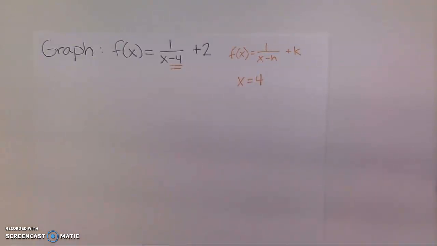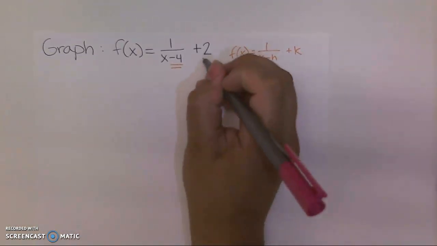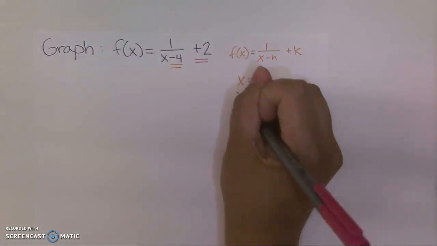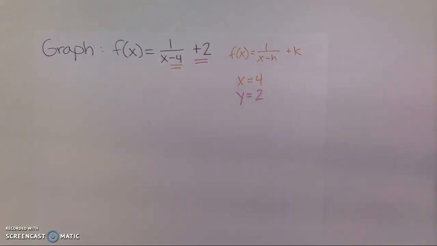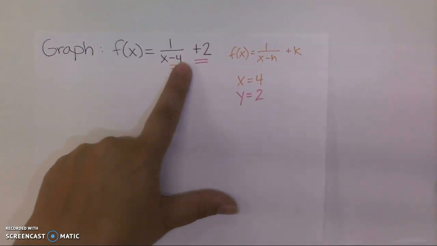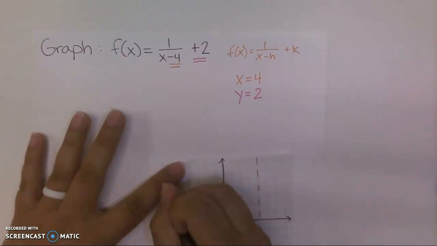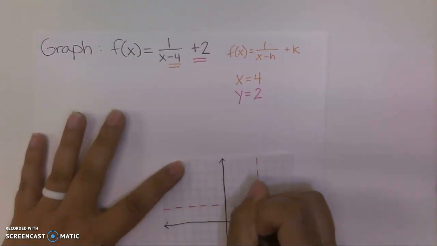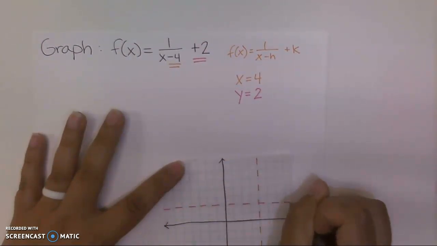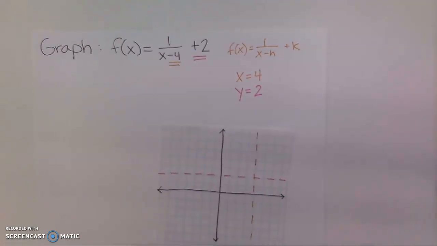The other asymptote is going to be this number out here. And that's going to be your y asymptote. So y equals 2. Notice in this one we're not changing the sign because our formula says plus. So on 2, I'm going to make a horizontal line because this is my y line. Okay, so now that I have those asymptotes, I am going to start to graph.